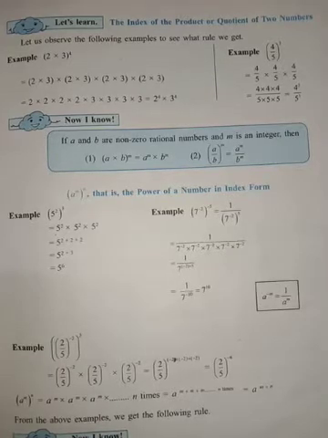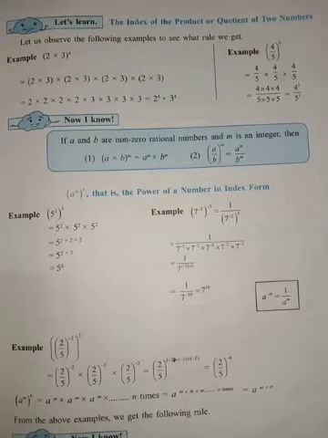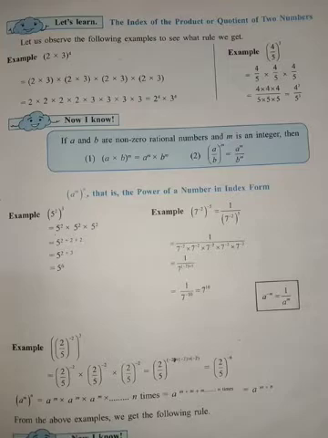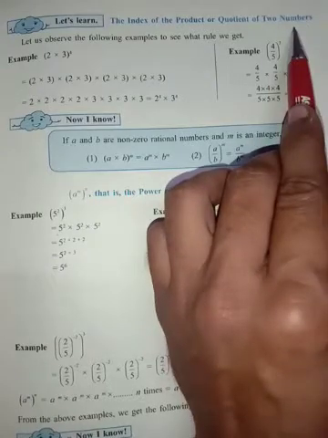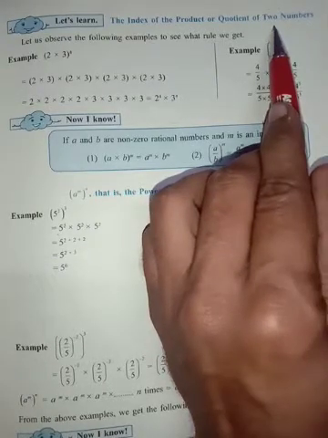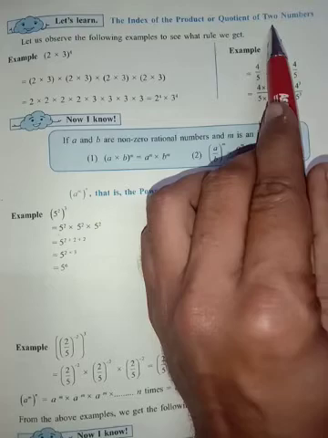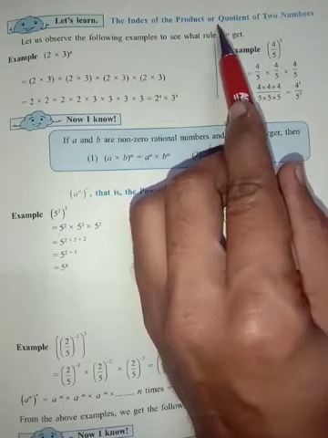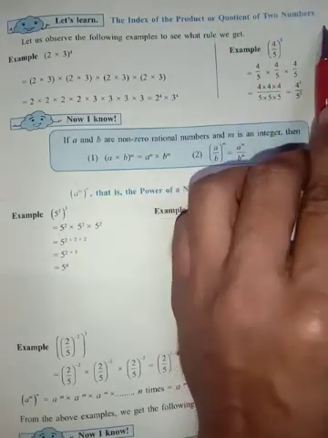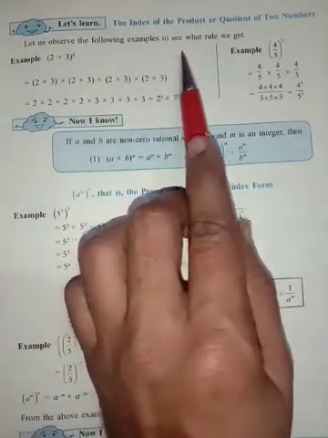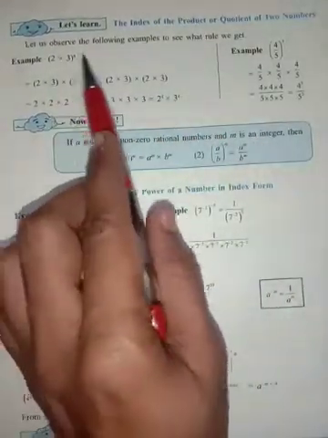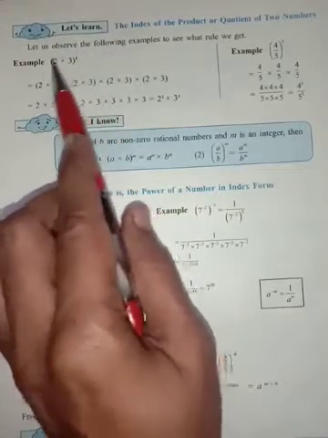Students, in this video we will be learning the next point, the index of the product or quotient of two numbers. Product means we can say it is multiplication also. Okay, so product or quotient of two numbers. Let us observe the following example to see what rule we get. Look at this example.